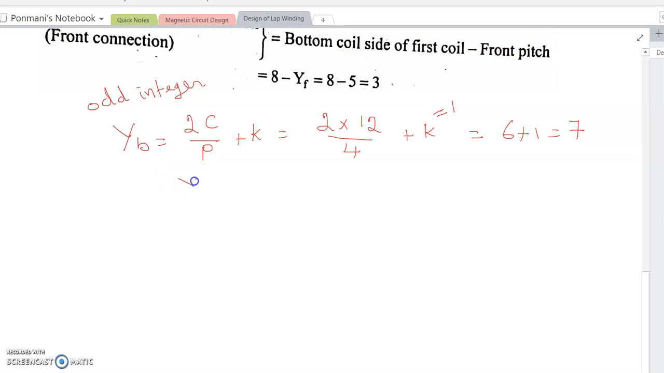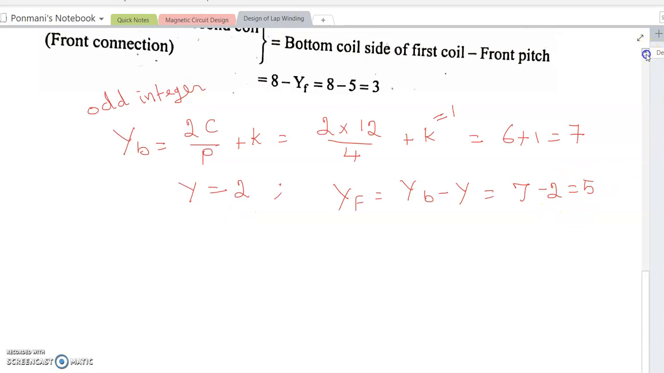And the commutator pitch, or winding pitch, is equal to 2 in a lap winding. So we then calculate the front pitch, which is equal to back pitch minus YC, YB minus YC. So it is 7 minus 2 is equal to 5. So we have calculated back pitch and front pitch. So it is 7 and 5.